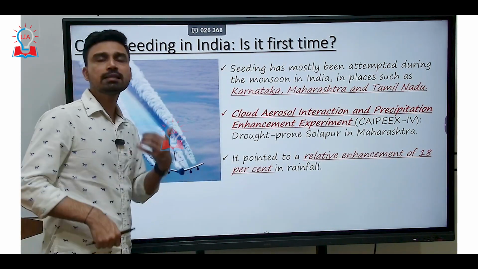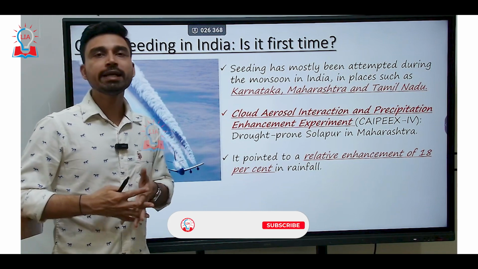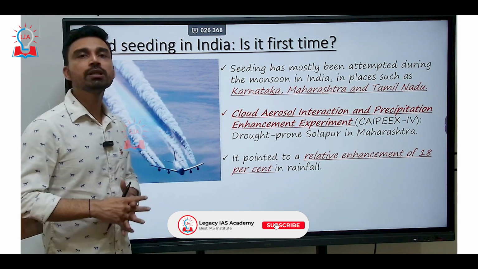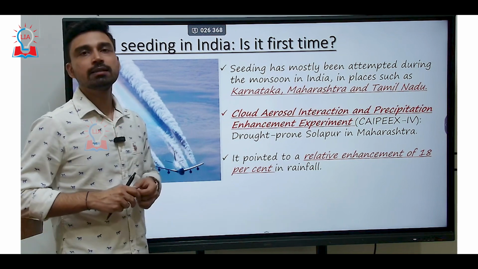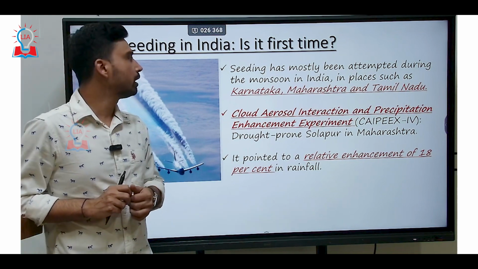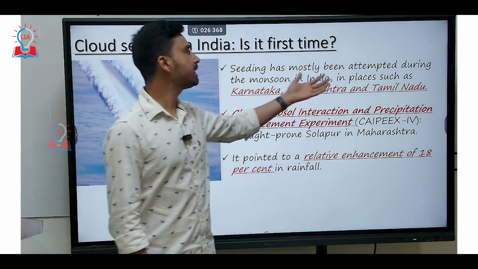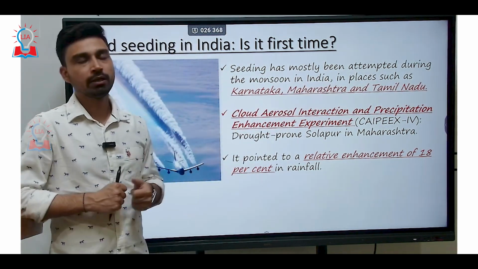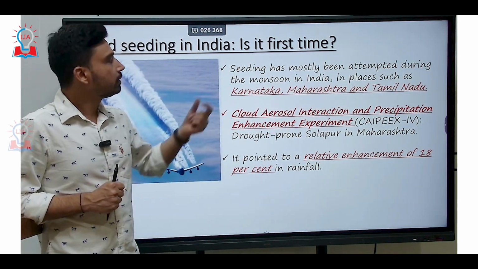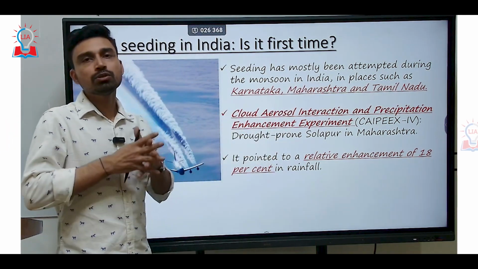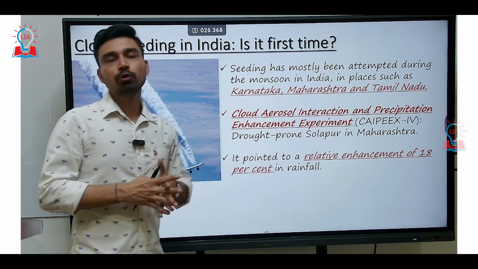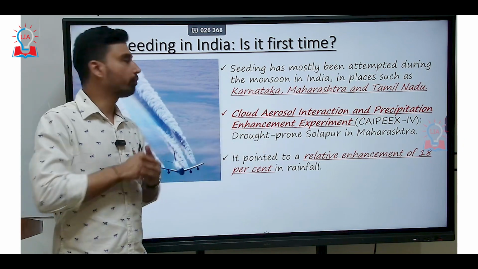Now, this method, that is cloud seeding, is not something that is going to be done in India for the first time. This has been done earlier as well in states such as Karnataka, Maharashtra and Tamil Nadu, but in these states earlier this was attempted during the monsoon season. That is the first difference. Second, in these regions where cloud seeding was done, the purpose was not to decrease atmospheric pollution but to bring rainfall in the drought affected region.